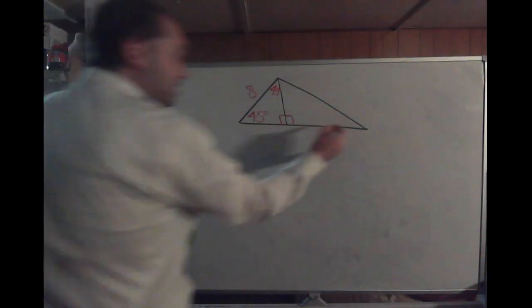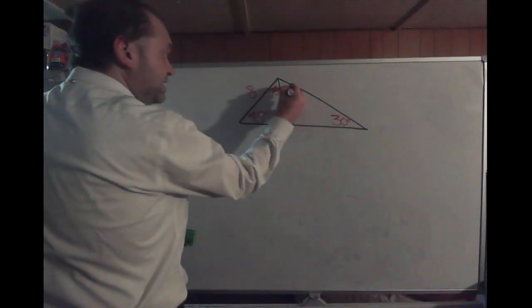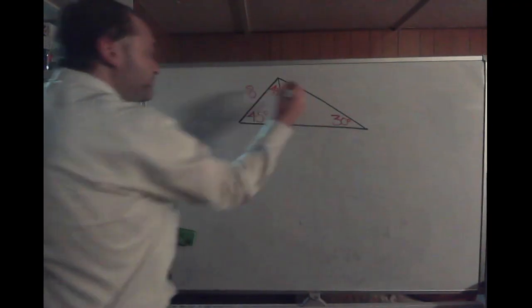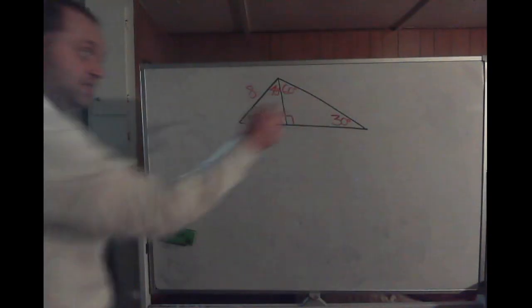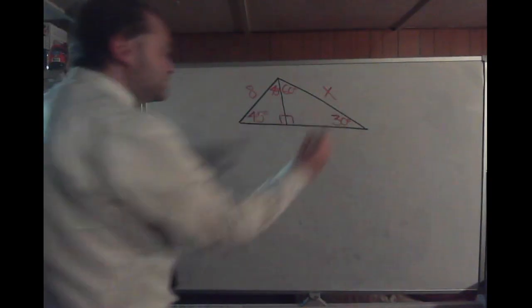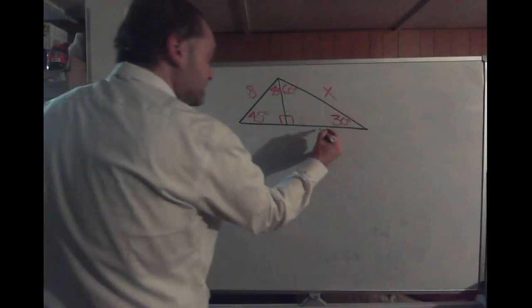Alright, so this angle here is 30 degrees, which could only leave this being a 60-degree angle. And then let's see, the length of this hypotenuse here is x. The length of this leg is y.